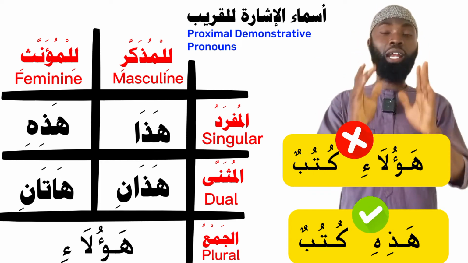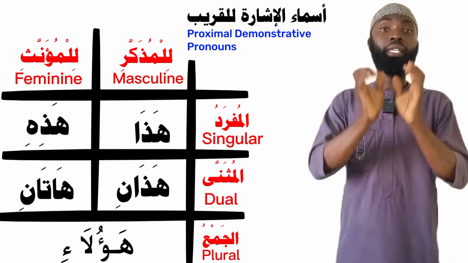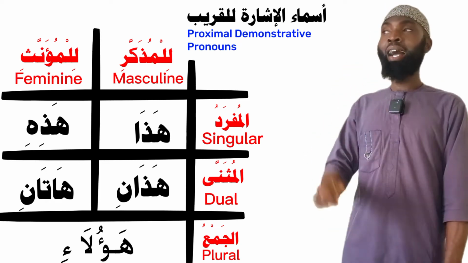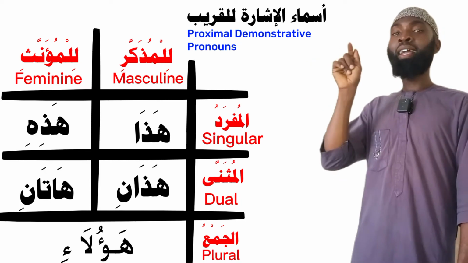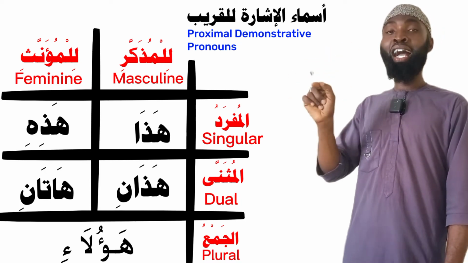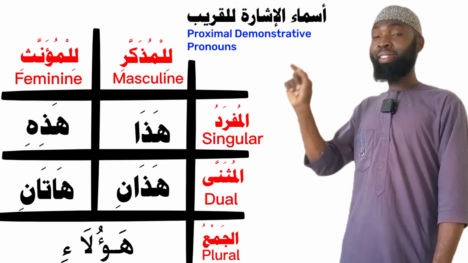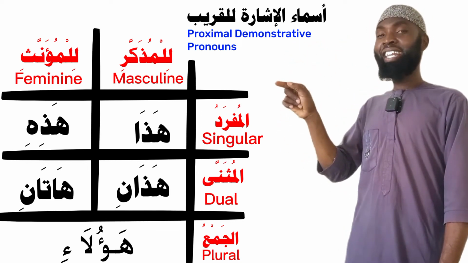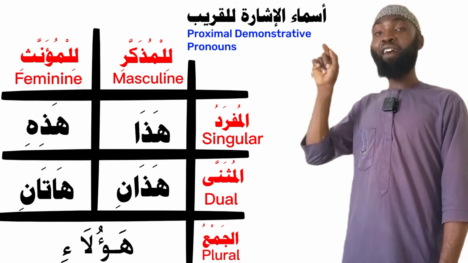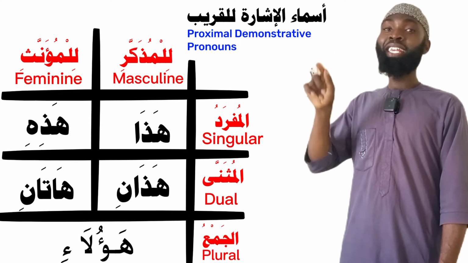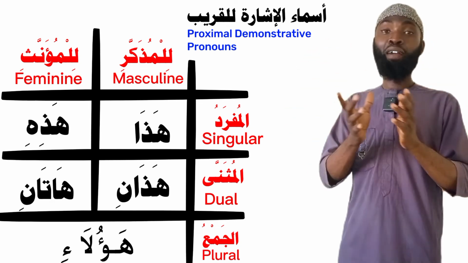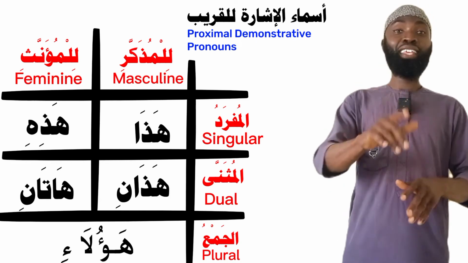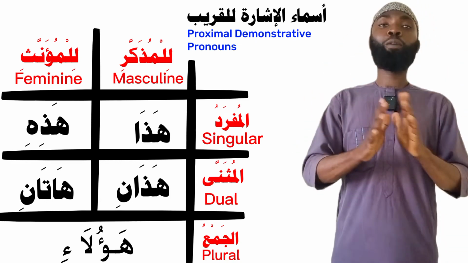Let's recap. We said we have five demonstrative pronouns, Asma'ul Ishara lilqarib in Arabic, five proximal demonstrative pronouns in Arabic, and they are hadha, hadhihi, hadhani, hatani, haulai. Hadha, hadhihi for the singular, male and female. Hadhani, hatani for the dual, males and females. And haulai for the plural, males and females, but only for the sensible. If you have objects, you use what? Hadhihi for the plural.